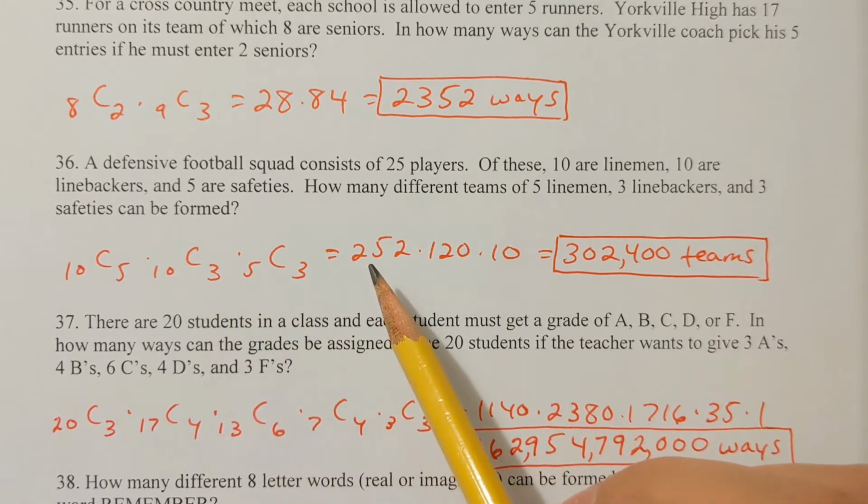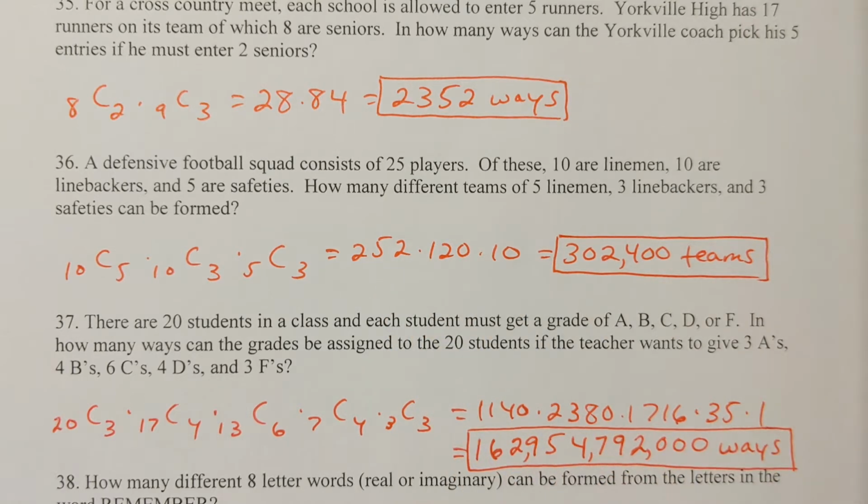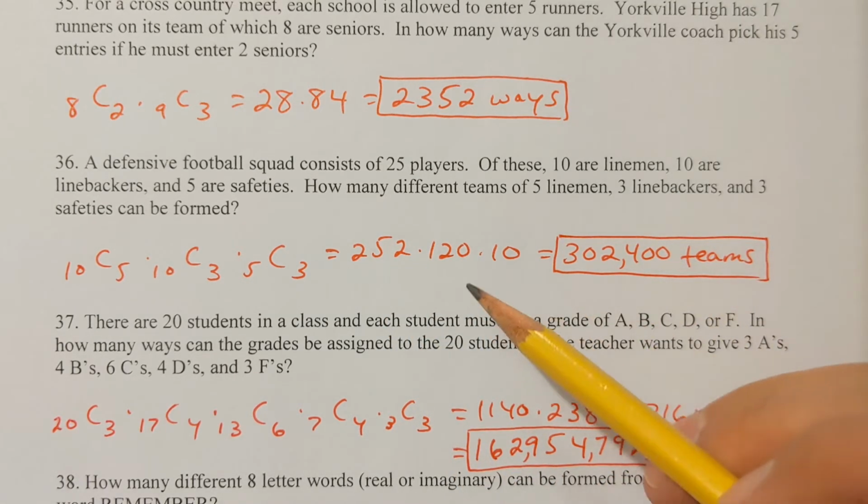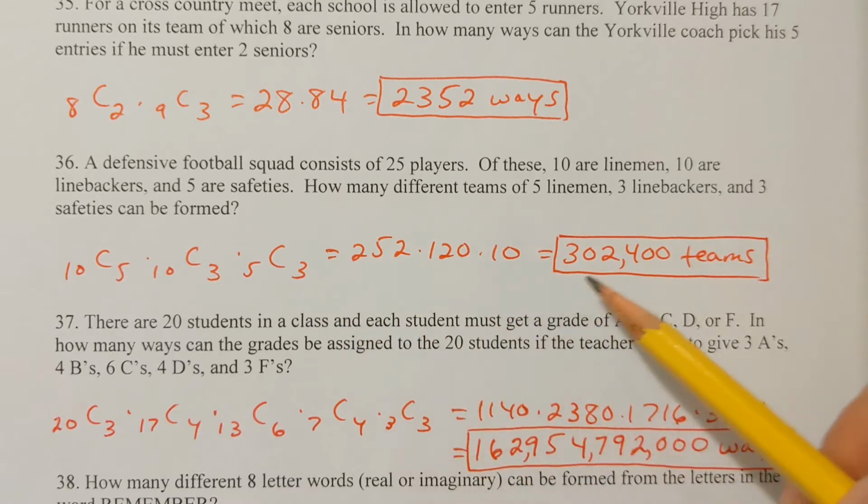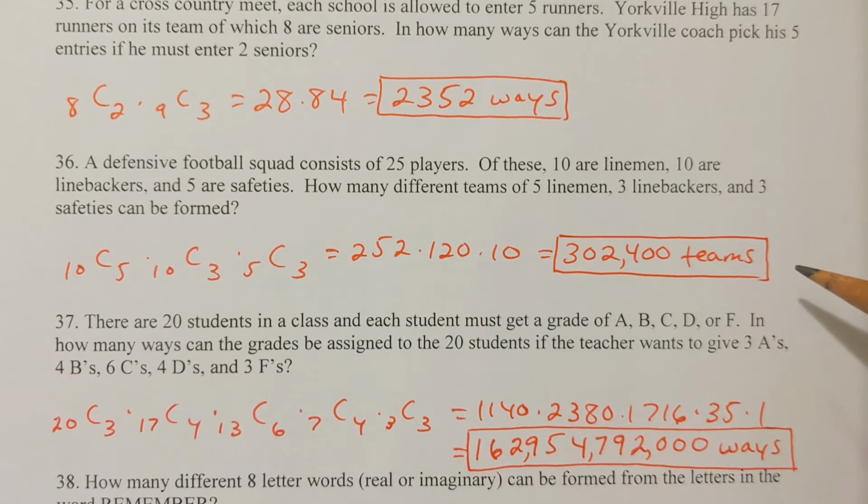Well, 10 choose 5 is 252. 10 choose 3 is 120. 5 choose 3 is 10. Okay, so that gives us 302,400 different teams that are possible.